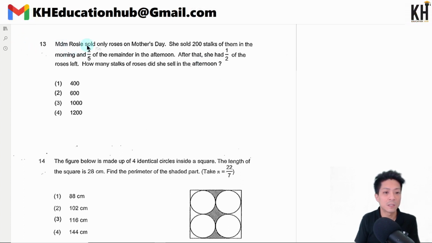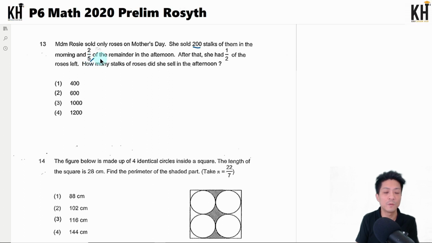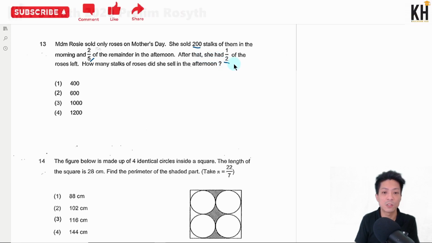Question 13, Madam Rosie sold only roses on Mother's Day. She sold 200 stocks of them in the morning, and 2/5 of the remainder in the afternoon. After that, she had half of the roses left. How many stocks of roses did she sell in the afternoon?